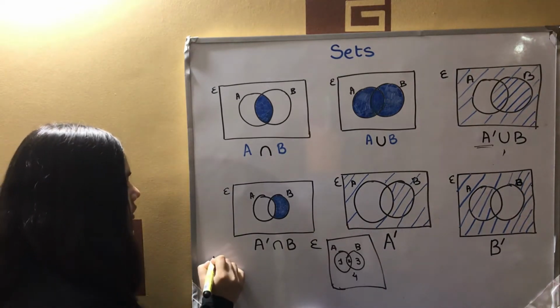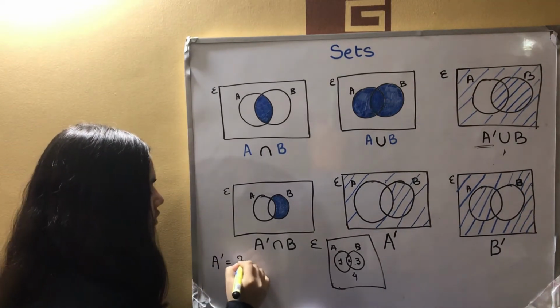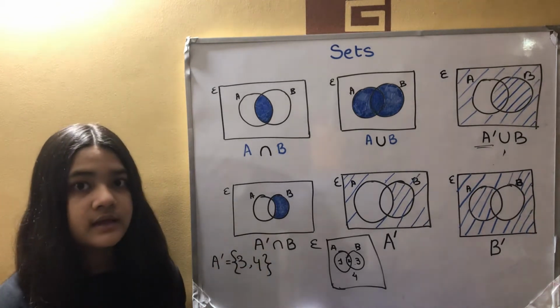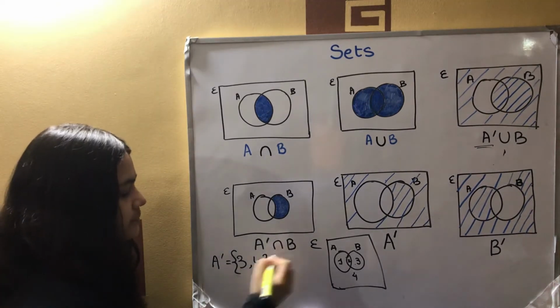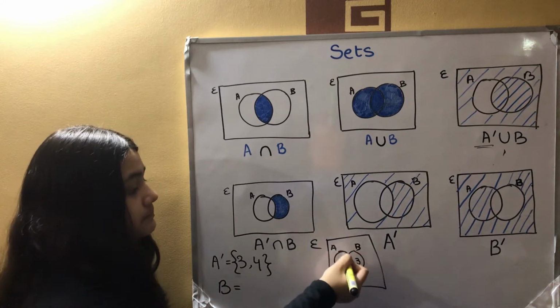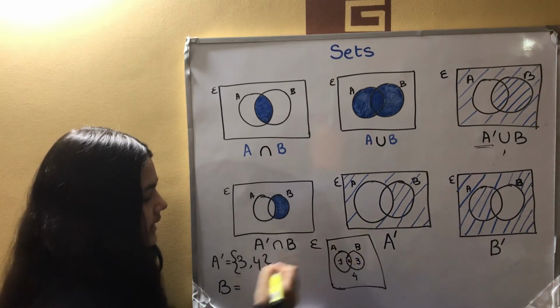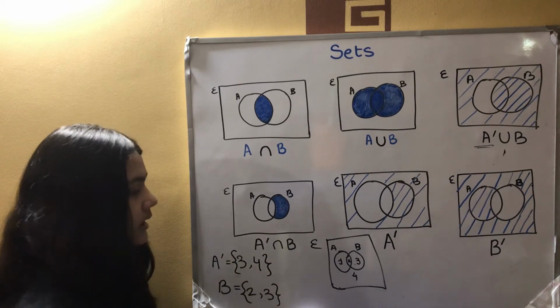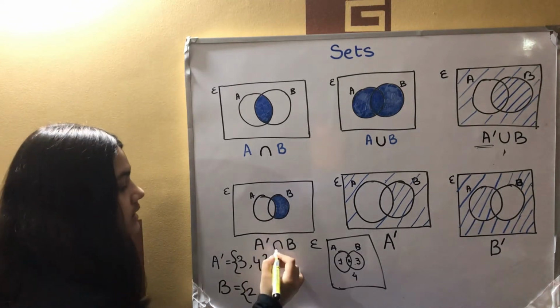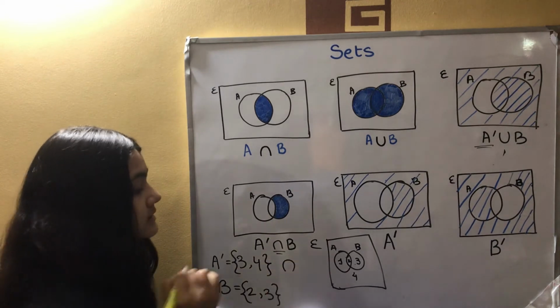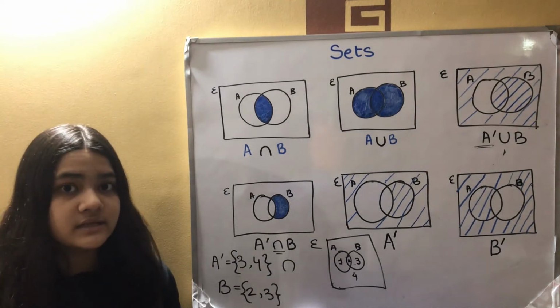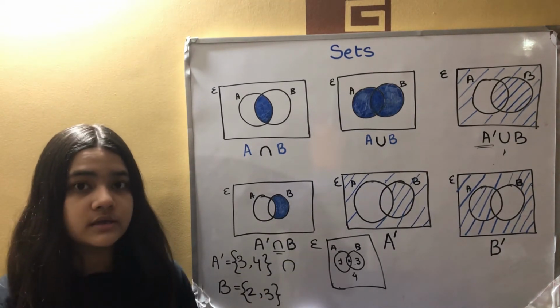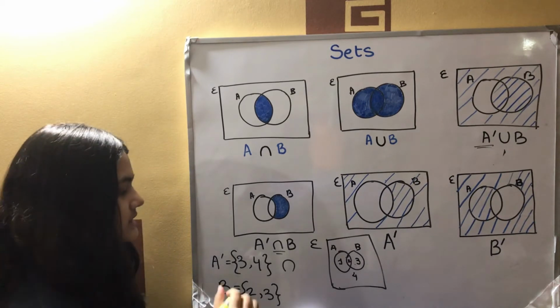So first of all, complement of A, region 3 and 4, is the complement of set A. And then we have B. The region B, set B, is 2 and 3. And here we are told intersection. Intersection, we know that means the common part. Only the common part between the sets.